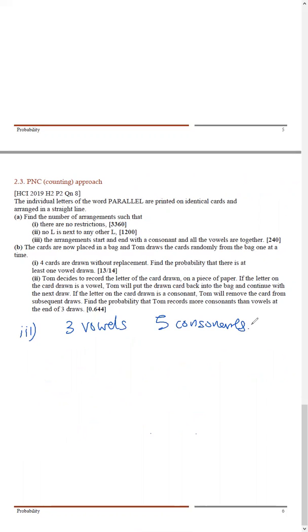Okay, so 3 vowels. We want the 3 vowels to be together. Okay, and the 5 consonants must be in the front. So then the question is, can we have a single line equation that can represent all cases?